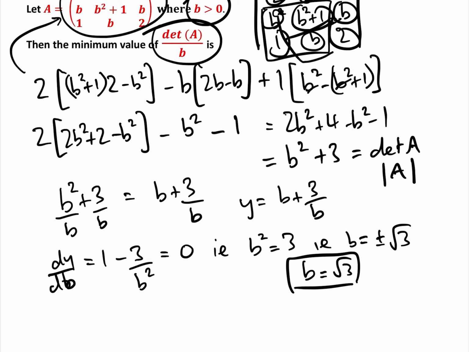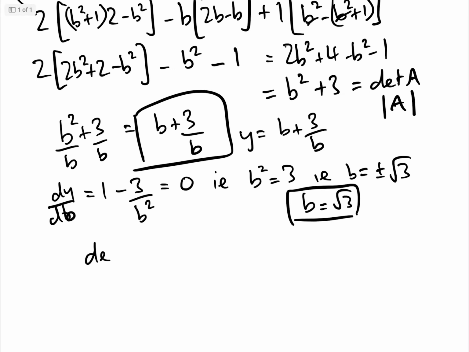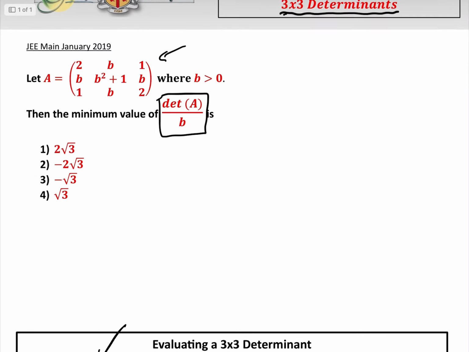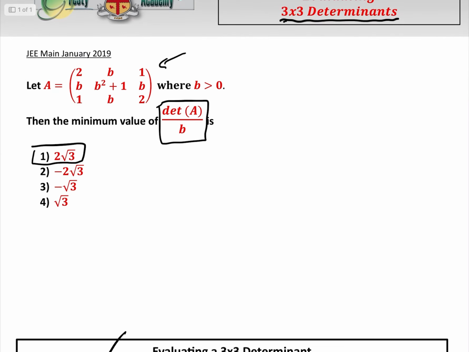All we need to do now is stick that back into the value of det A over b, which was b plus 3 over b. So det A over b minimum is when b equals root 3, so that equals root 3 add 3 over root 3, which equals 2 root 3, which, if we go all the way back to the top, is answer A.